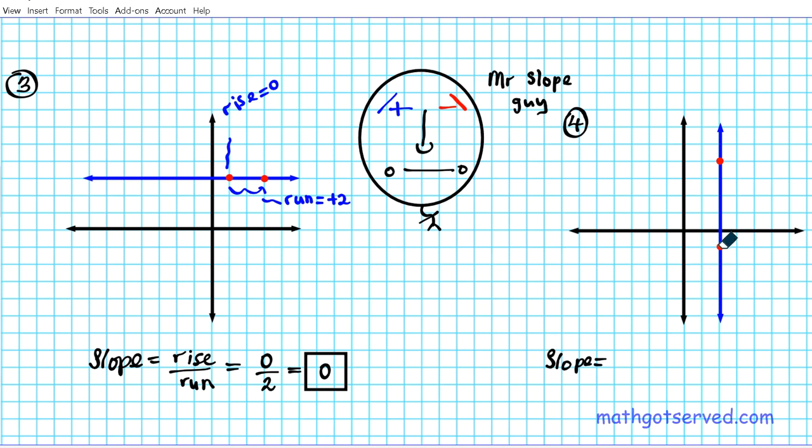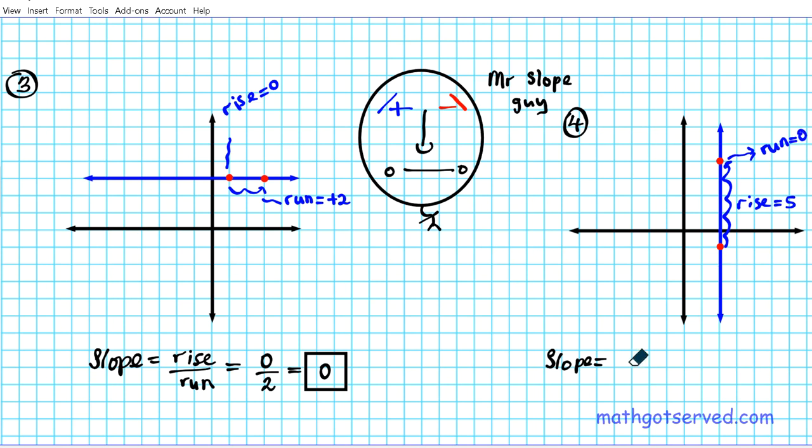We need the rise and the run. So let's start from the point on the bottom to the point on the top. We have a rise here: 1, 2, 3, 4, 5. So we have a nice rise of 5 units. And then your run, from this point, we're looking at how many units do we move to the left or right. Since there's no move left or right, our run is going to be 0.